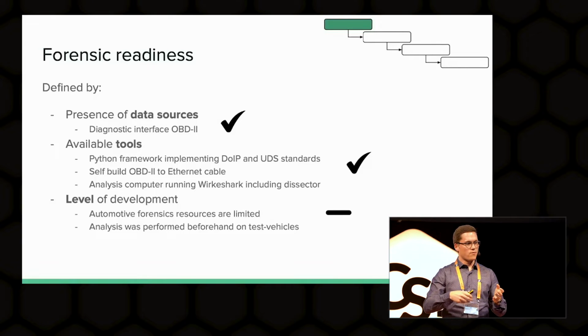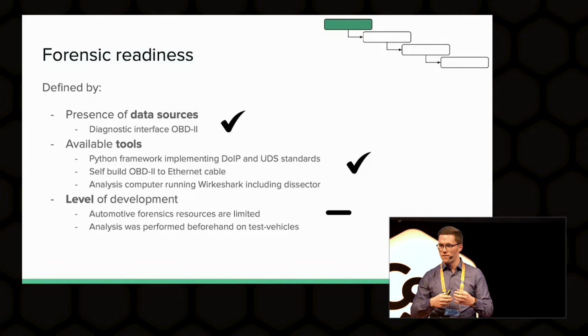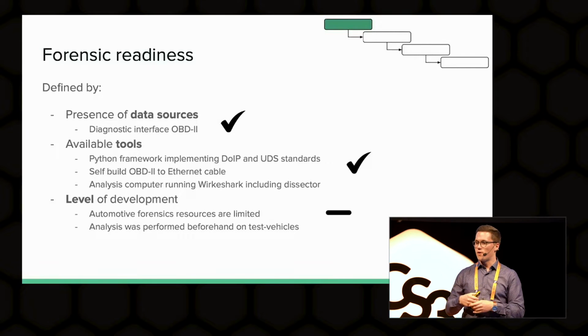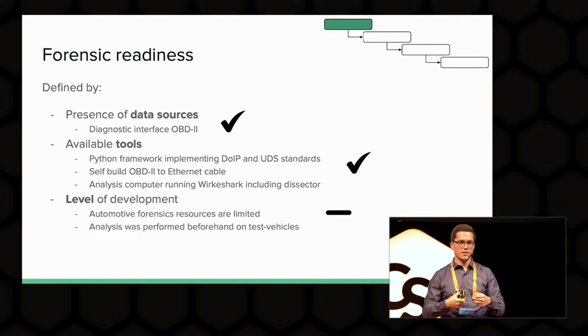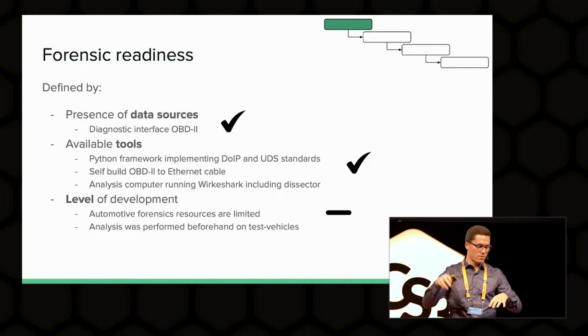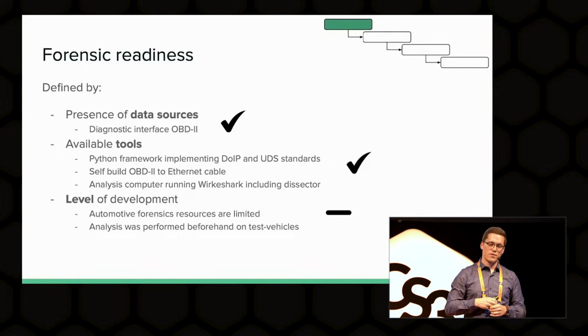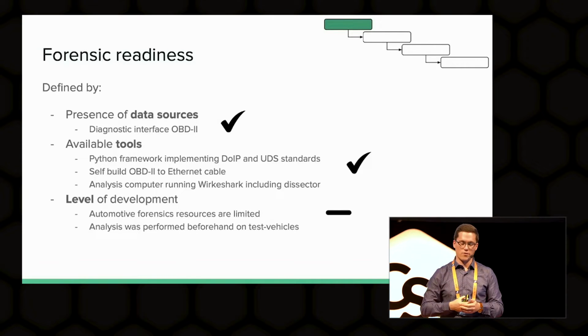Next, we have to check if we have tools to actually acquire the data and later analyze it. Here, as Christopher mentioned too, we have this Python framework, a self-built OBD2 Ethernet cable in order to connect our analysis computer to the vehicle or to the network of multiple vehicles, and Wireshark to analyze the packets afterwards. So for both of those things, it's a checkmark for us, so we can fulfill it.